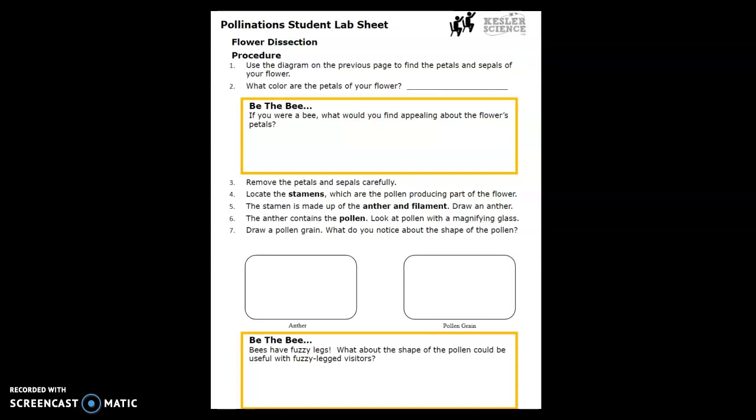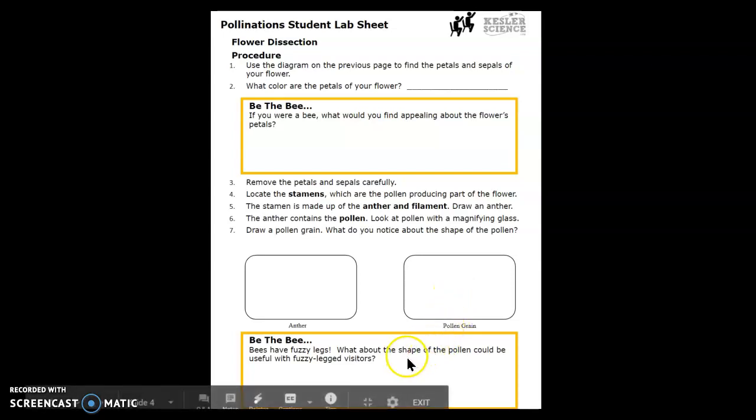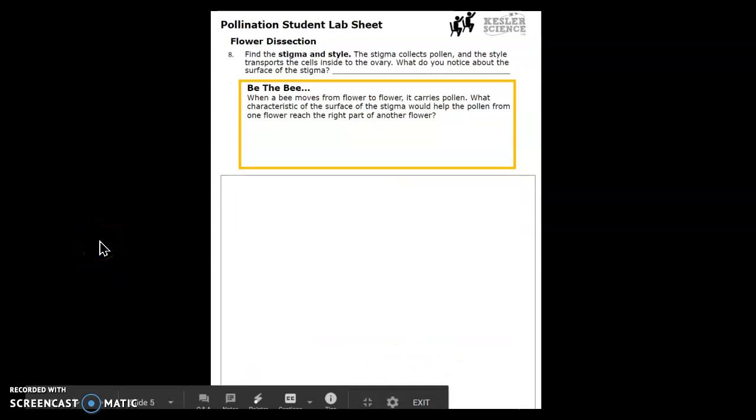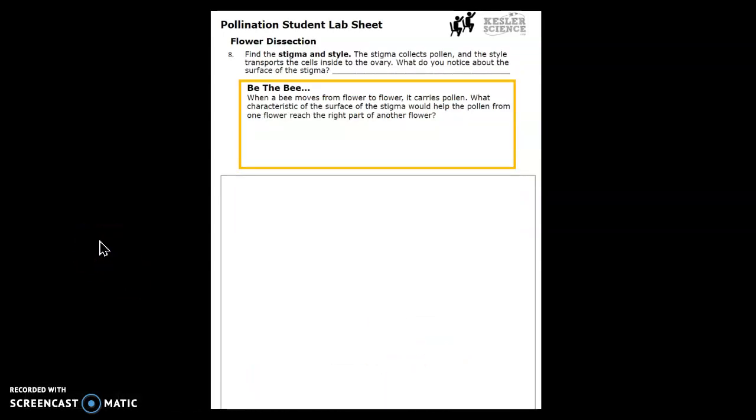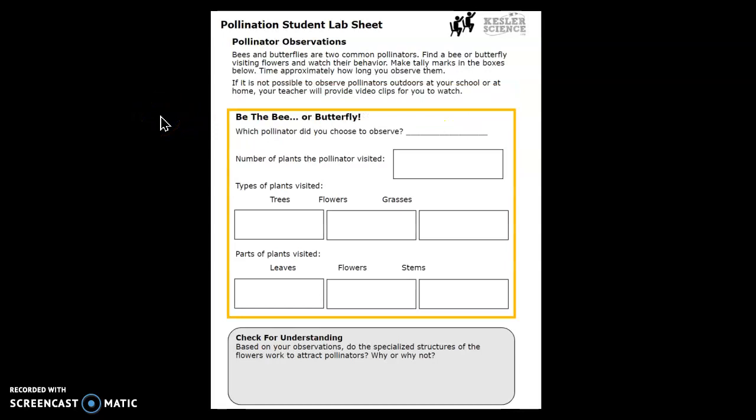After watching the bee video, you need to answer question number 2, be the bee. I want you to draw the anther that you saw in the video. I want you to draw the pollen grain. And then here, answer this question. Now, you're going to find the stigma and the style, and you're going to answer what you notice about the surface of the stigma. Be the bee, you need to answer that question as well.